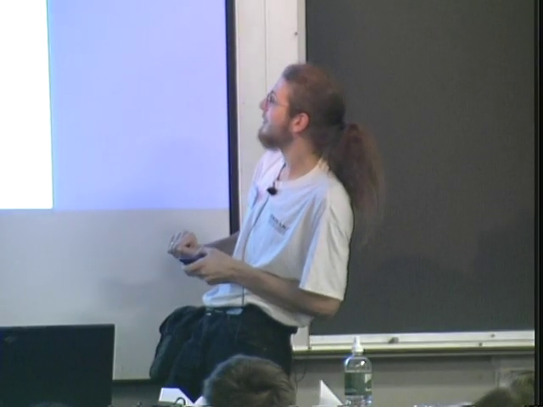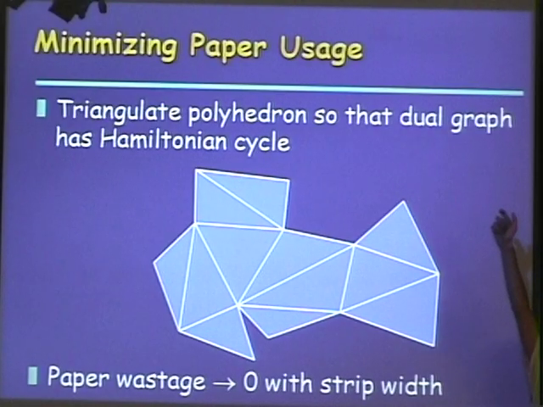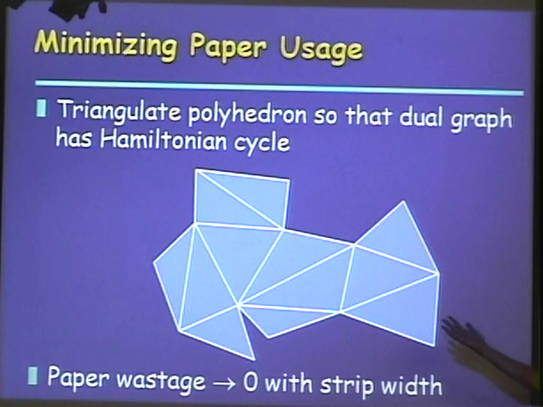Anything else? Good. Even better, if you want to get the area result where the excess paper that gets folded under goes to 0, you should pick a Hamiltonian triangulation. How many people here don't know how to take a Hamiltonian triangulation of a polyhedron? OK, a few. All right, enough that I have to show the animations. So I can only hit forward.